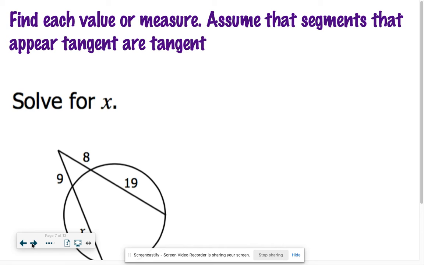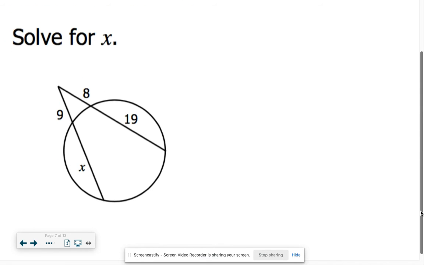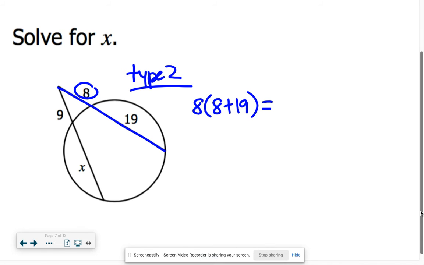You're looking for x, and in this problem here, we have our type 2, two secants intersecting on the outside of our circle. So if you remember on this one, folks, you take the part that's on the outside times this whole length. All right, so it's going to be 8 times 8 plus 19. Set that equal to, now go to your other secant, the part that's on the outside, 9, times the length of the whole thing. How are we going to represent this amount? Yes, 9 plus x. I knew you knew it.